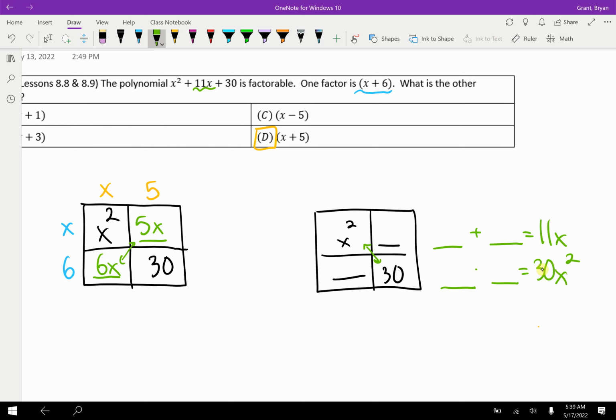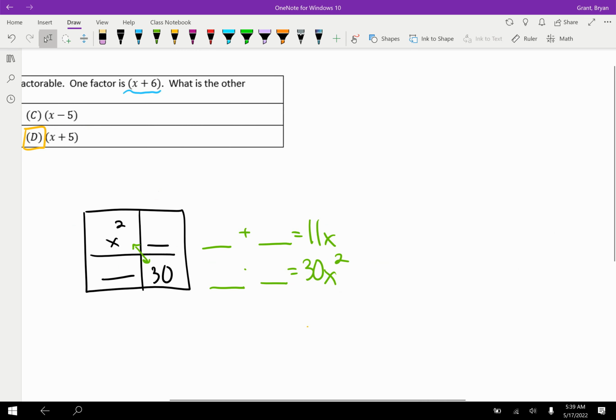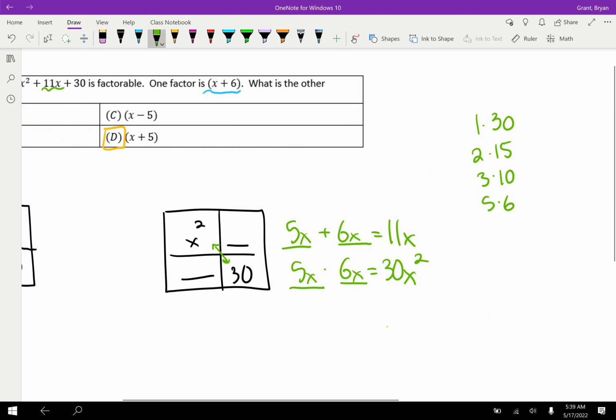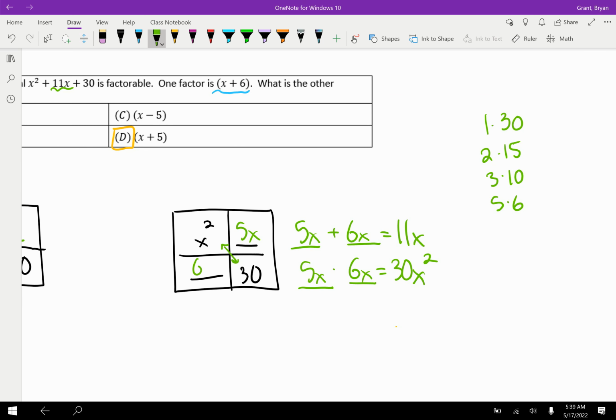Well, then we have to think about factors of 30. 1 times 30, 2 times 15, 3 times 10, 4 doesn't go in, 5 times 6. And we look at those four and think which combination will add up to make 11. Oh, it's got to be 5 and 6, right? 5x and 6x, nothing too bad. 5x, 6x. And then we figure out the outsides.